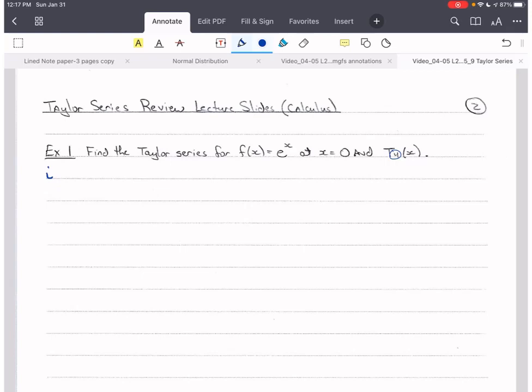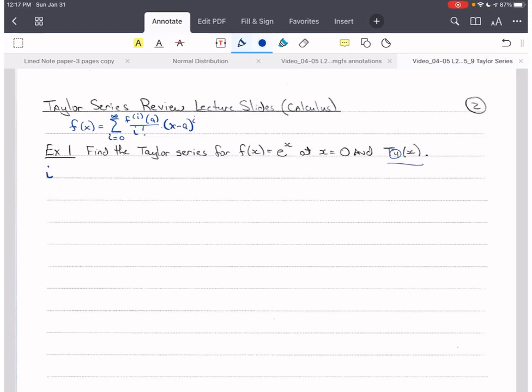So remember that we have f of x equals the sum, with i factorial here, of f's ith derivative at a, times x minus a to the i, from i equals 0 to infinity, if we're doing the Taylor series. If we're doing the T_n of x, I can change infinity for n, which I'm just going to leave as n right now, not 4. And then f ith derivative at a, over i factorial, x minus a to the i.